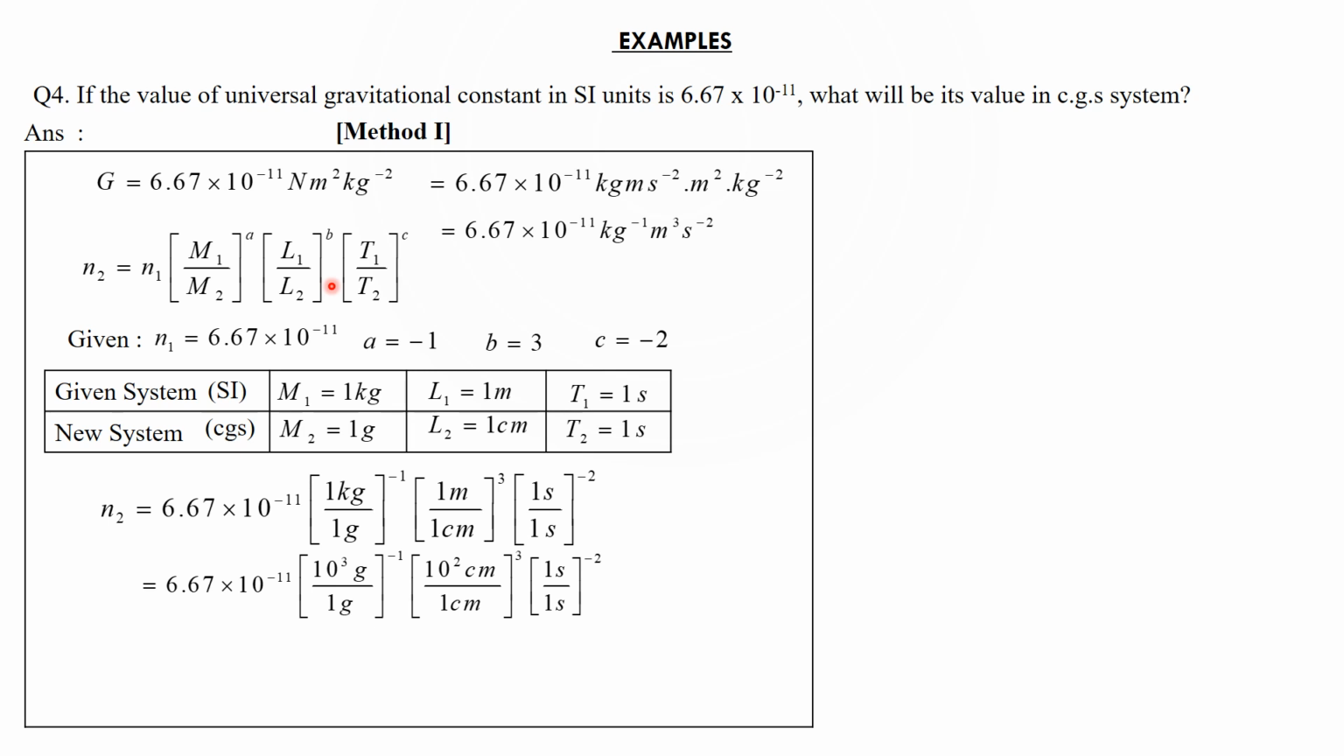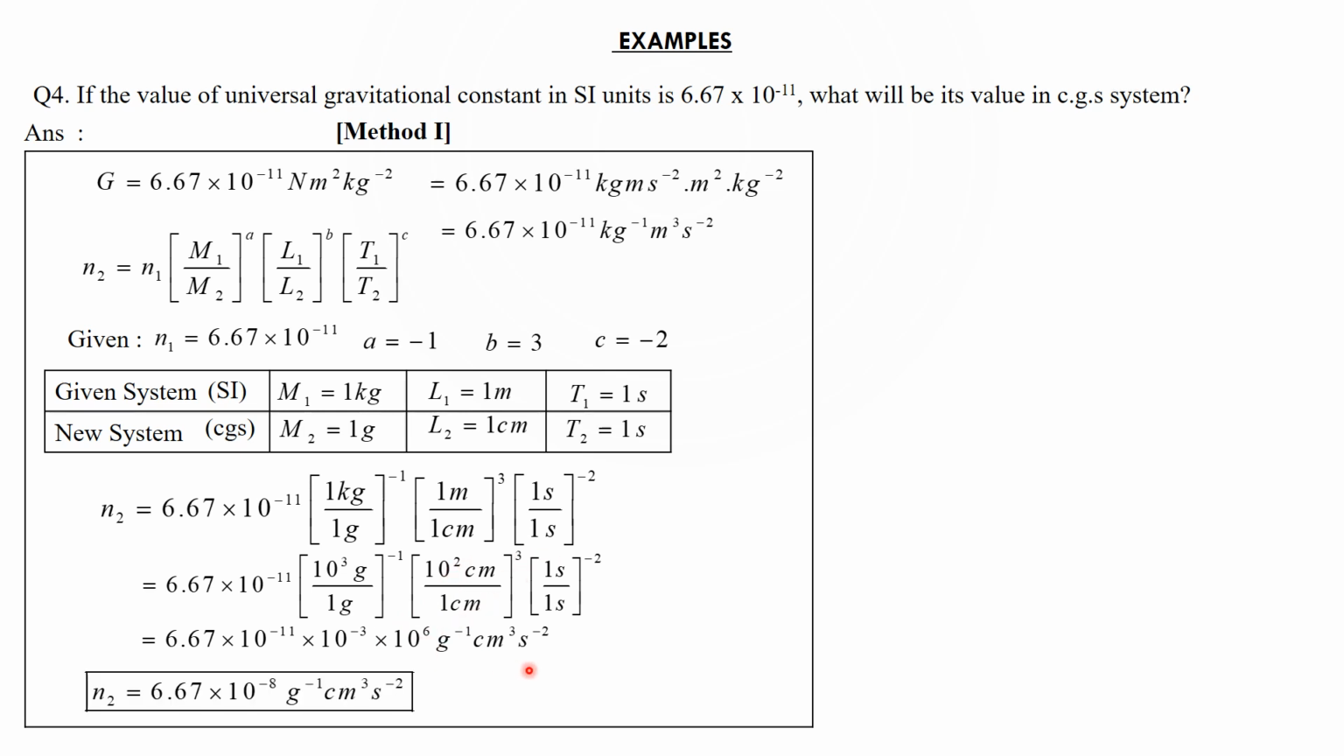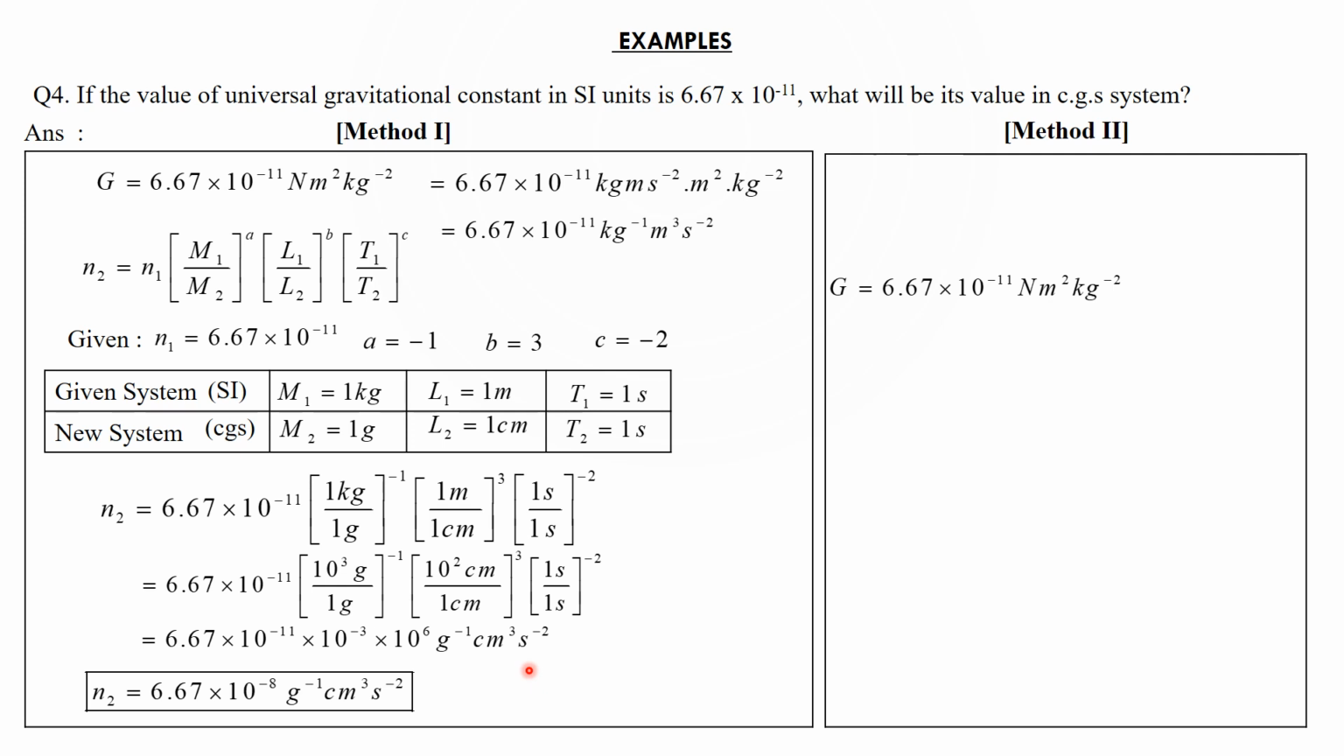Now we convert the denominator terms in terms of numerator. Okay, we have done that. Then we solve it. So 10 to the power of minus 3 to the power of minus 1, that's why minus 3. Then it is 2 into 3, that's why 10 to the power of 6. So on solving we get n2 is equal to 6.67 into 10 to the power of minus 8 g minus 1 cm to the power of 3 and s minus 2. The second method, G is given.